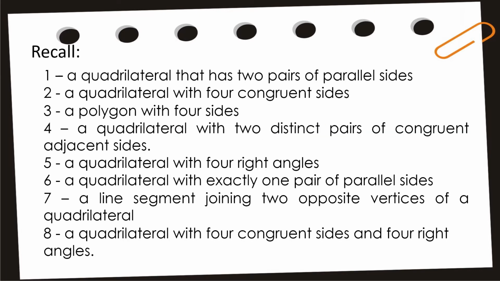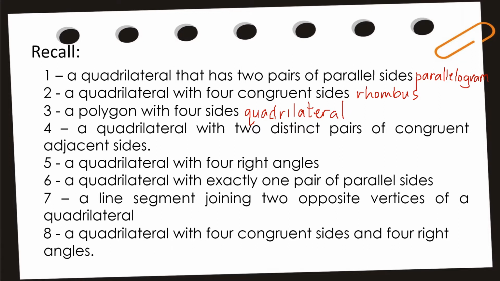Let us try to recall what is being described in each. Number 1, a quadrilateral that has two pairs of parallel sides. That is a parallelogram. Next, a quadrilateral with four congruent sides. That is a rhombus. Next, a polygon with four sides is a quadrilateral.